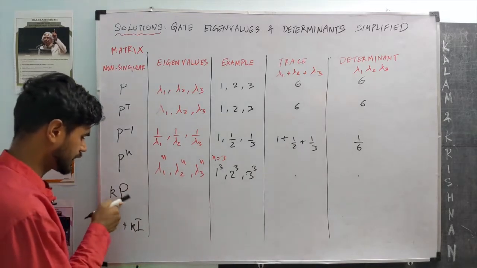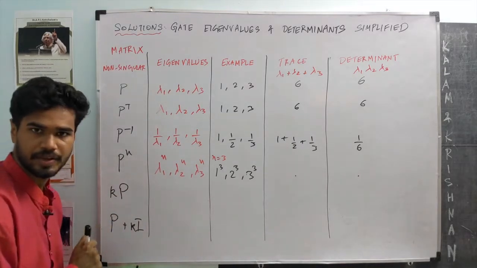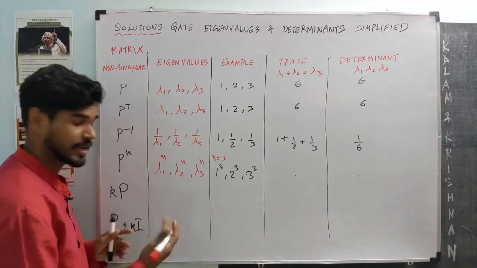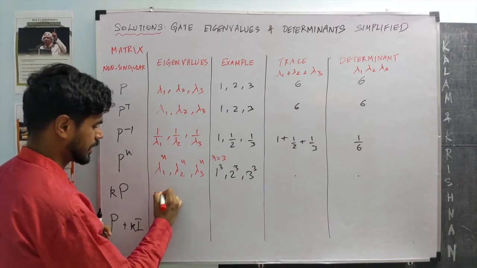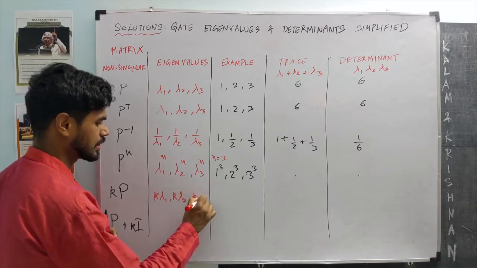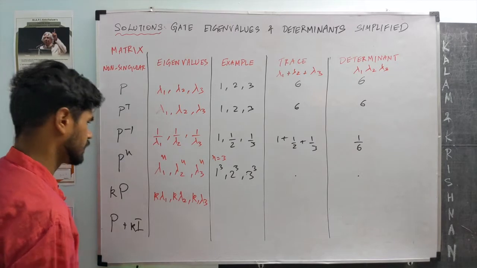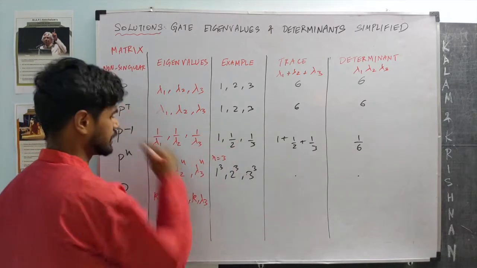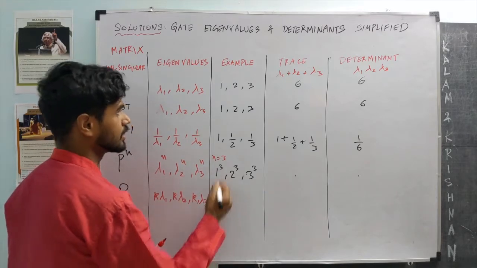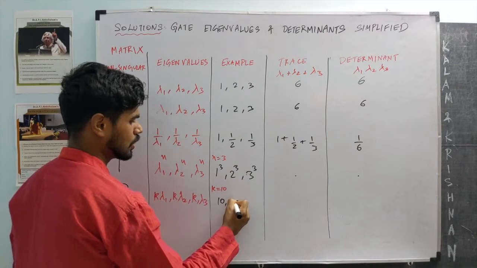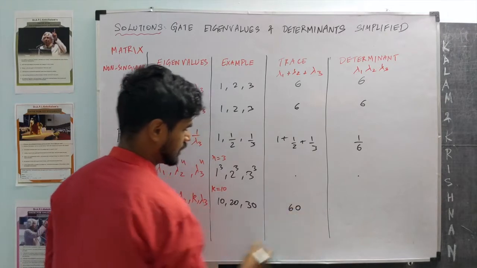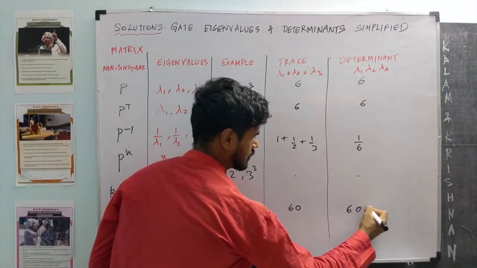How about take the original matrix, multiply it by a constant k. In that case, each of the eigenvalues is going to be scaled. That is, the first eigenvalue is going to be k times lambda 1, the second eigenvalue is going to be k times lambda 2, the third eigenvalue is going to be k times lambda 3. For example, we take the original matrix and scale each of its elements by a factor of 10. Its eigenvalues are going to be 10 times 1, 10 times 2 and 10 times 3. Accordingly, the trace and determinant are going to be 60 and 6000.